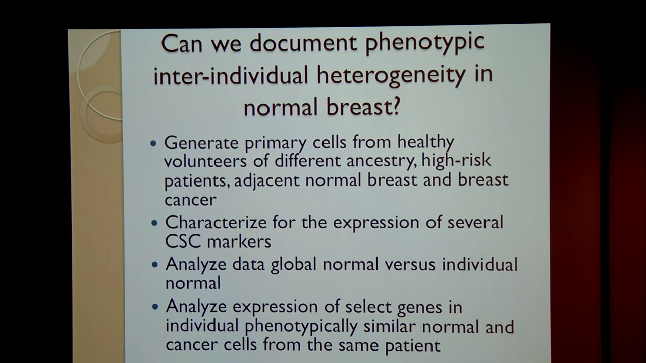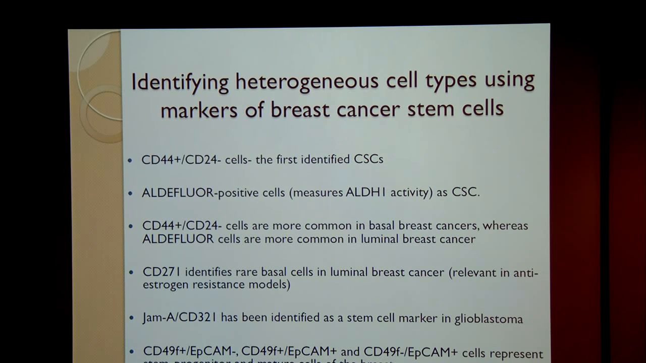And this is what we did. We characterized these cells for CD44 and CD24. These were the first identified cancer stem cell markers. Then we have Aldefluor, that is another type of stem cell marker, mostly in the proliferating cells. These cell types, CD44 plus CD24 minus, are common in basal breast cancer. This is considered more in luminal.